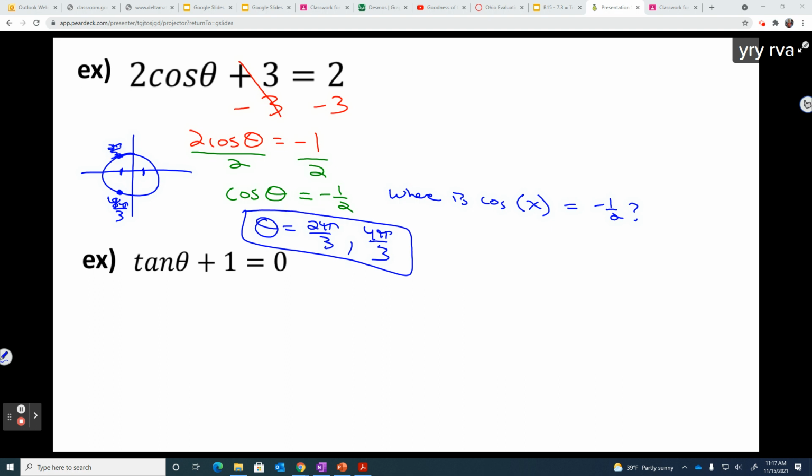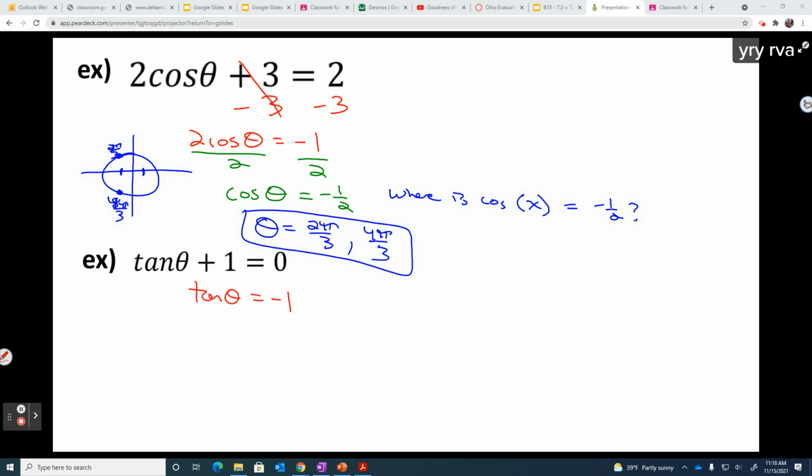So hopefully it's kind of connected, making sense, right? I'm looking for the opposite thing. So the next one here, we have tangent of theta plus 1 equals 0. So obviously solving for tan is not going to be too hard. Tangent of theta will just be negative 1, right?